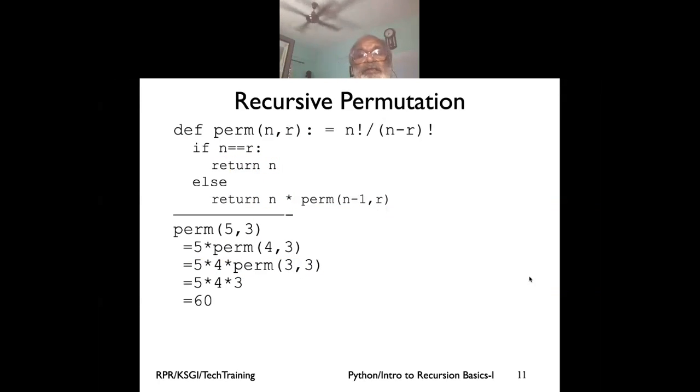Any questions about this? Anyone? Shreyas? Is this confusing? No, sir. It's clear. Krishna?